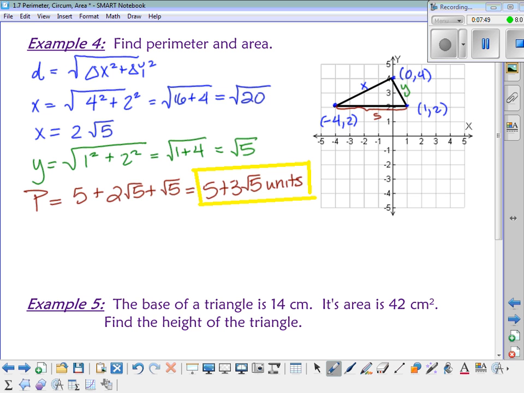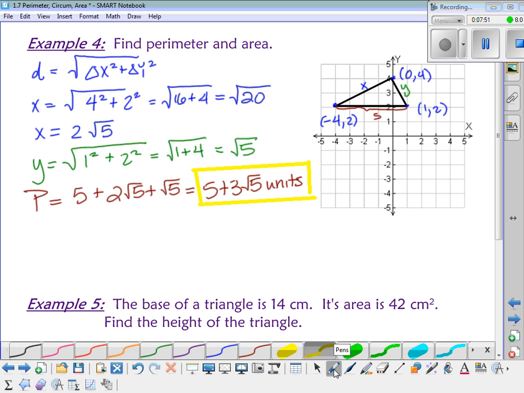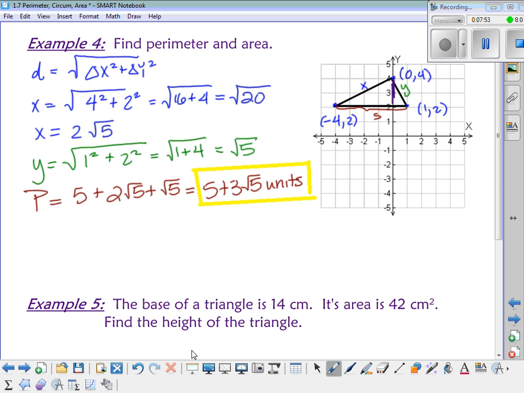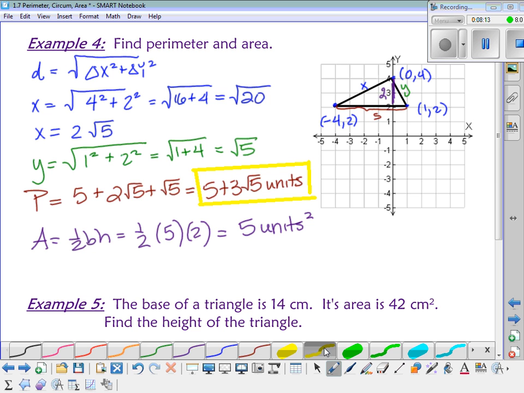The area is going to be a little bit more straightforward because here we have our height. Right here our height is just 2 units, and so the area is 1/2 base times height. So 1/2, the base we said was 5 and the height was 2, and so when you multiply those all together you get 5. So 5 square units would be the area of the triangle.